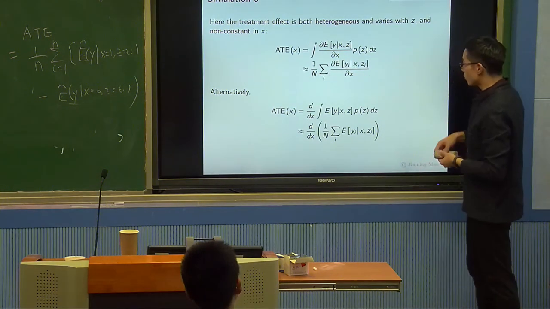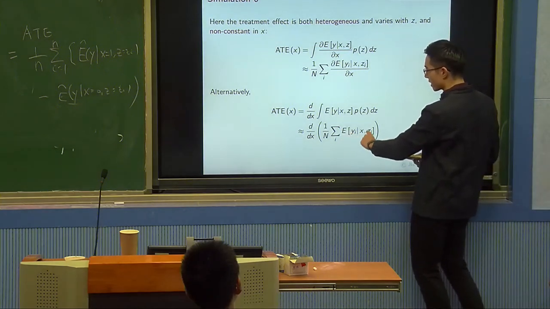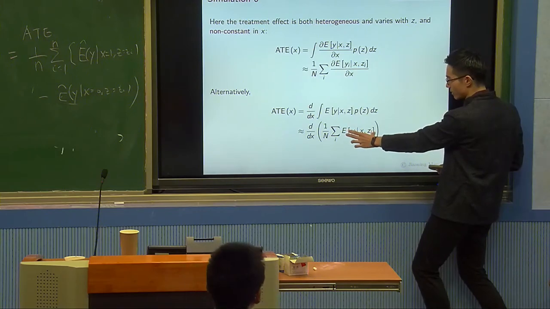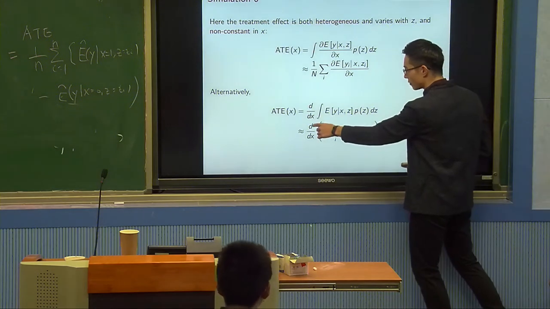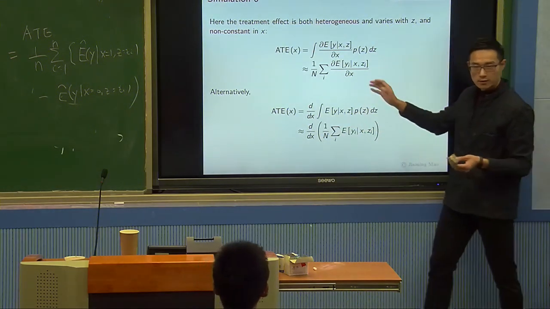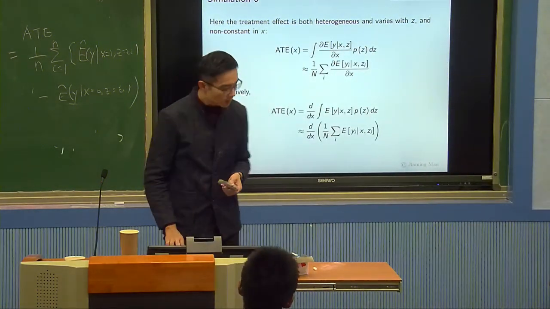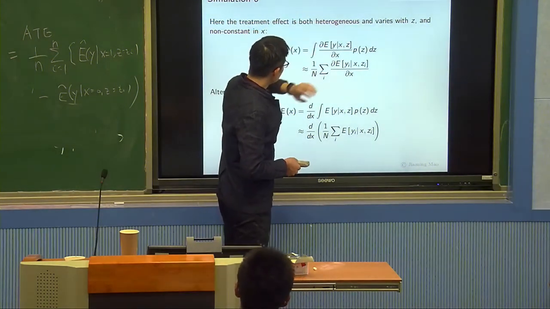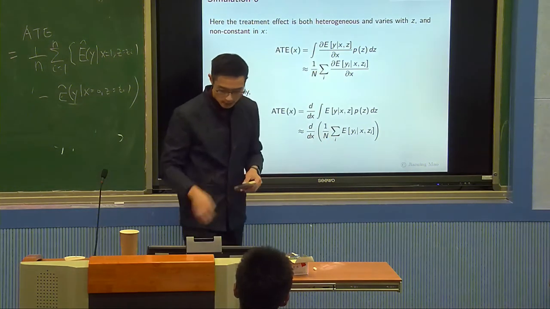Okay? So this is one way to do it, of course. The other way to do it is to first calculate the entire thing: integrate y given x, z over the observed data to get the integral, and then take the derivative of this thing with respect to x. You can do both, okay? They're equivalent, just the order of differentiation. So in this case, the treatment effect is heterogeneous, different across the population of z, and also non-constant in x. Alright.